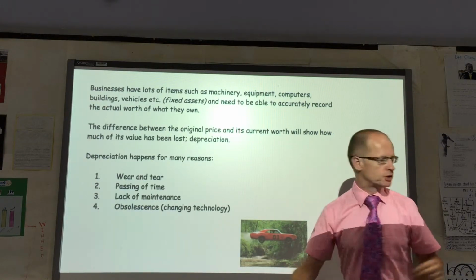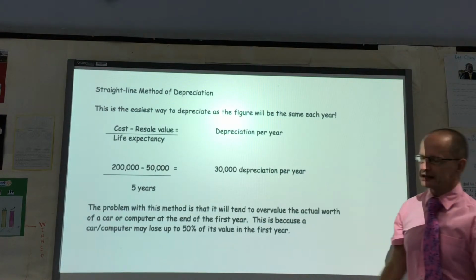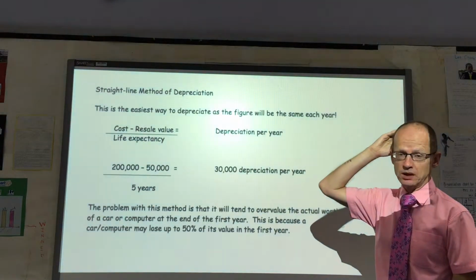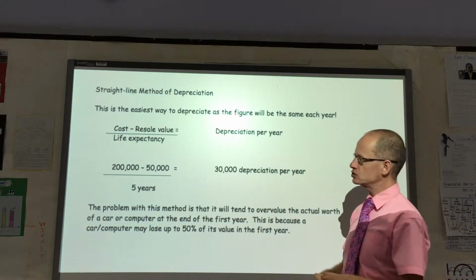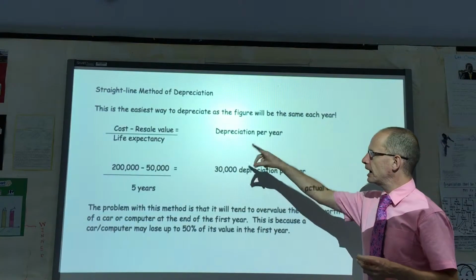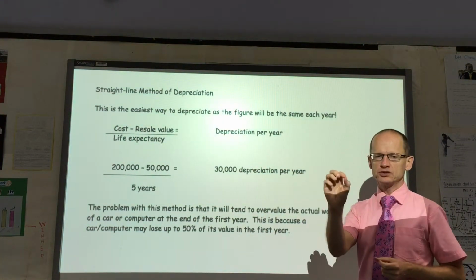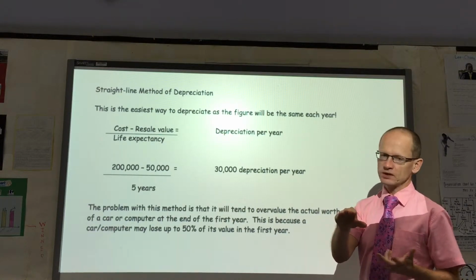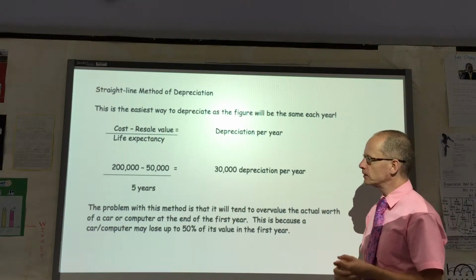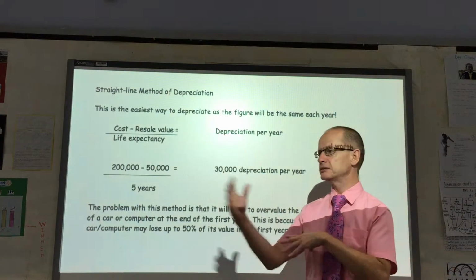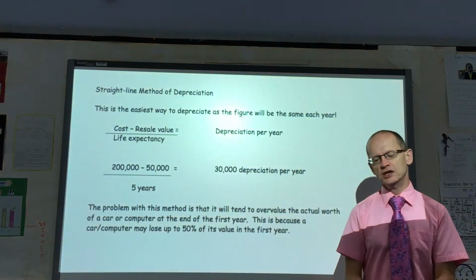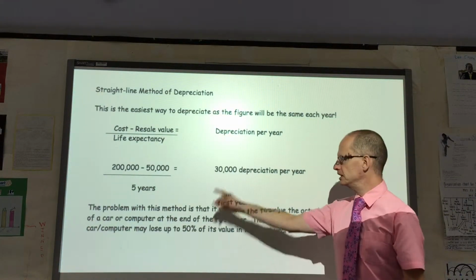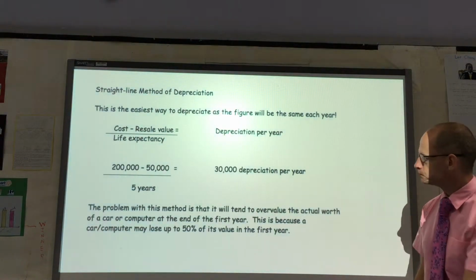Okay? So depreciation we will look at in two different ways. One is called the straight line method, and that's the easiest way to calculate it because it gives you the same answer each year. How we calculate it is cost minus resale value divided by the number of years you're going to keep the fixed asset, and that gives you the depreciation each year. So 200,000 purchase price minus 50,000 resale price. You keep it for 5 years. That means 150,000 divided by 5 means that the depreciation each year will be 30,000.